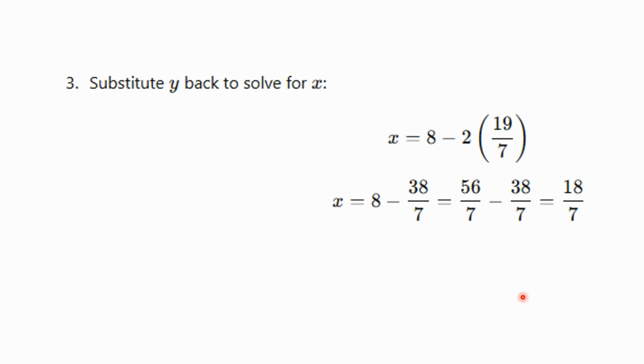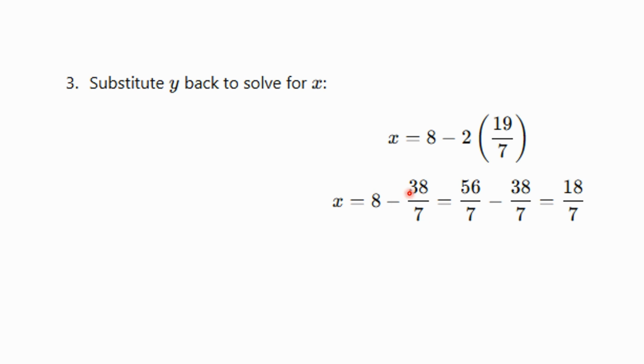Then in step number 3, we want to substitute the y value that we just solved back in to solve for x. So x equals 8 minus 2y. We substitute 19 sevenths for y, and we simplify. We're going to have x equals 8, minus 2 times 19, which leaves us with minus 38 over 7. All we're doing is taking this multiplied by 2, and that's what we have here, 38 sevenths.